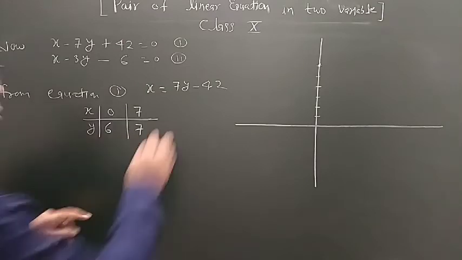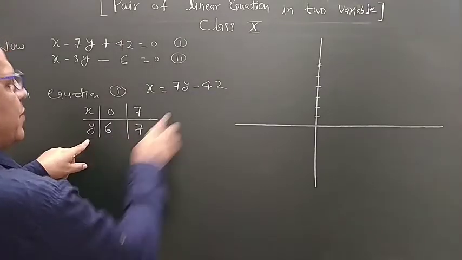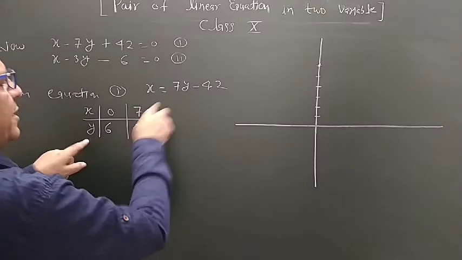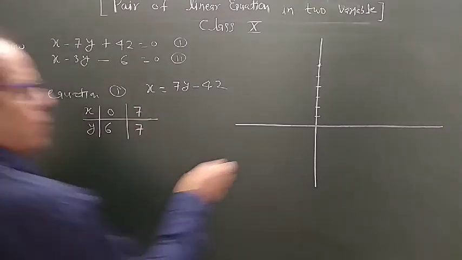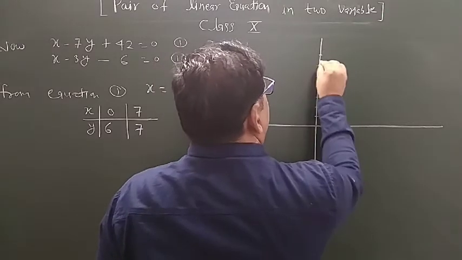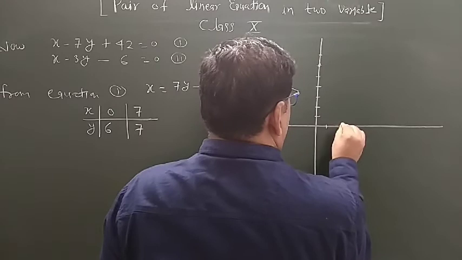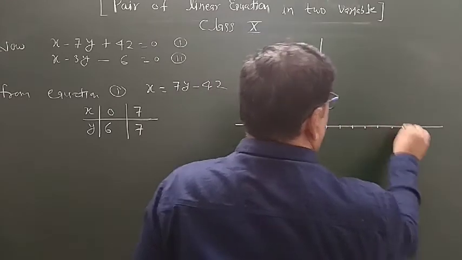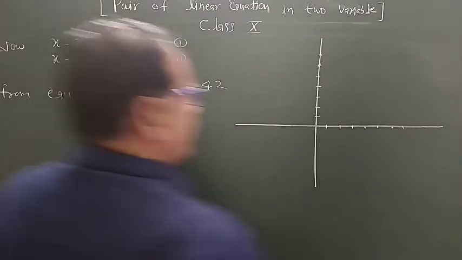Now next, put y equal to 7 here. 7 sevens are 49, so x equal to 7 here also. So now 7 comma 7. Take here 1, 2, 3, 4, 5, 6 and then 7 is there. One point is there, 1, 2, 3, 4, 5, 6, 7. So 7 comma 7 can be plotted.